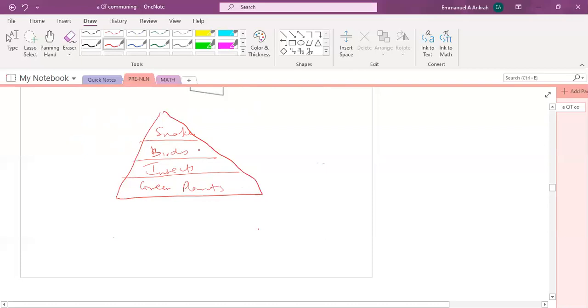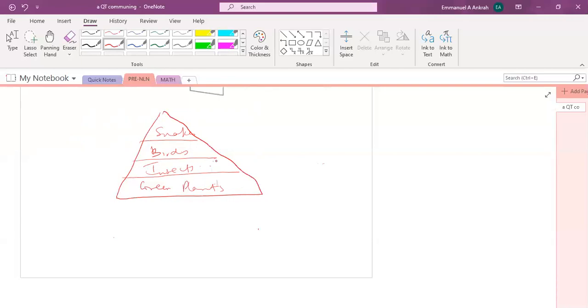Number 37, which ones are herbivores? So now they're asking you which level of classification. A, green plants. B, insects. C, birds. And D, snakes. Remember, herbivores feed on herbs, on plants. B, correct. Based on this, the insects feed on the plants, so they are the herbivores. Okay, correct. Then number 38.